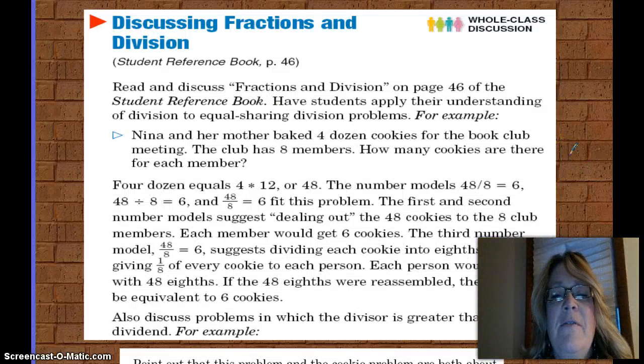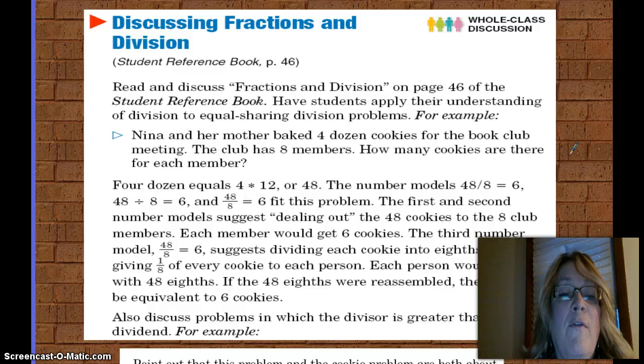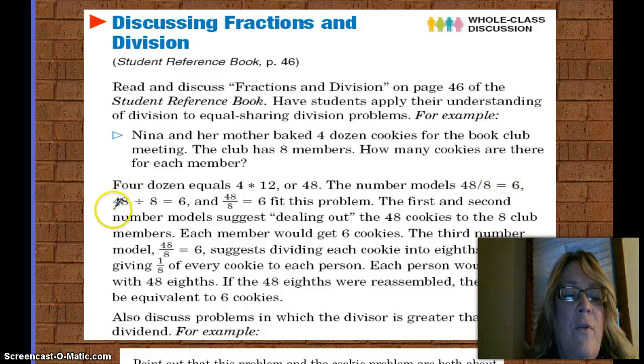So, fractions and division. Nina and her mother baked 4 dozen cookies for the book club meeting. The club has 8 members. How many cookies are there for each member? Well, 4 dozen equals 4 times 12, or 48. The number model, 48 divided by 8 equals 6, or it can be written as 48 divided by 8 equals 6.